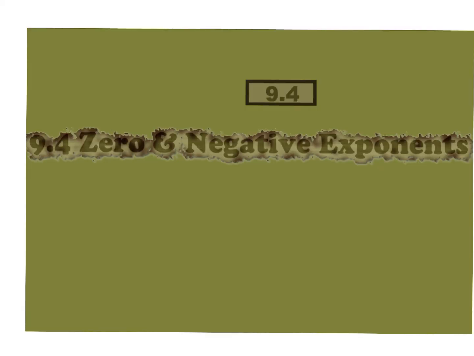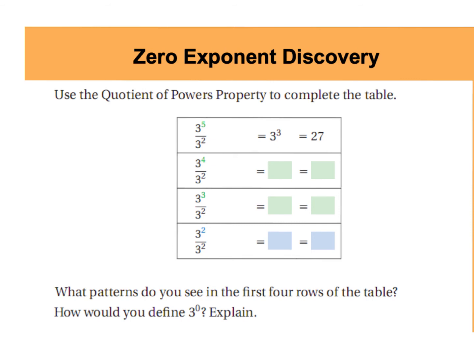So again, label your notebook 9.4, 0 and negative exponents. There's actually two parts to this, but we're not splitting it up. So you don't have to write this down, but notice when we divide, we subtract our exponents. So 5 minus 2 gave us 3. 4 minus 2, we get 3 to the power of 2. 3 times 3 is 9. 3 minus 2 gives us 1, so 3 to the power of 1 is just plain 3.